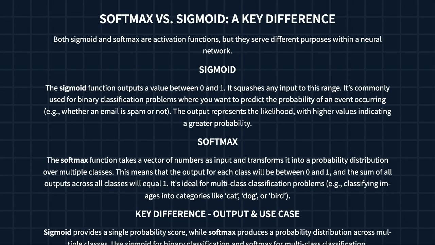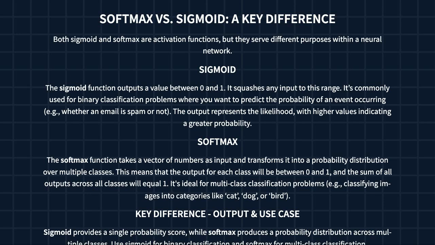Okay, let's talk about sigmoid and softmax. They are both activation functions, but they do different jobs. Sigmoid squeezes any input into a range between 0 and 1. Think of it as giving you the probability of something happening. It's great for binary problems like is this spam. Softmax is where things get more interesting. It takes a bunch of numbers and turns them into a whole set of probabilities that add up to 1, representing different classes. So, if you're classifying images: cat, dog, bird, softmax is your go-to. The key difference is sigmoid gives you a single probability score, while softmax creates a complete probability distribution for all the possible outcomes.